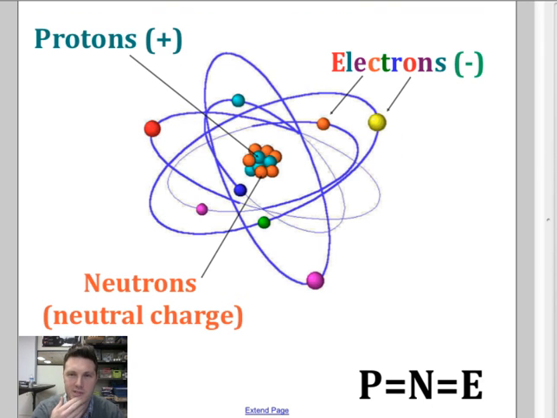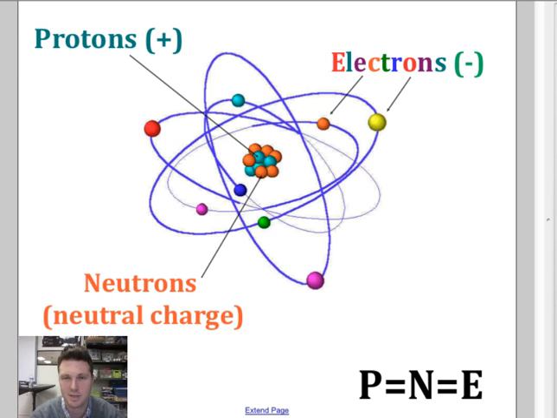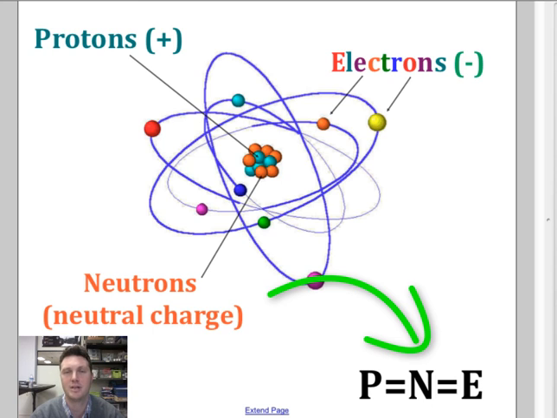The parts of the atom, as you can see, are protons, neutrons, and electrons. Protons have a positive charge, electrons have a negative charge, and neutrons have a neutral charge, or no charge. Now we're assuming that this entire atom is neutral, meaning it has no charge. So the number of protons, the number of neutrons, and the number of electrons all equal each other. So if an atom has 7 protons, it has 7 neutrons and 7 electrons.